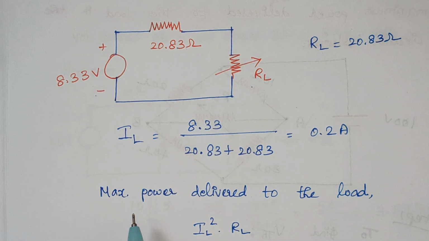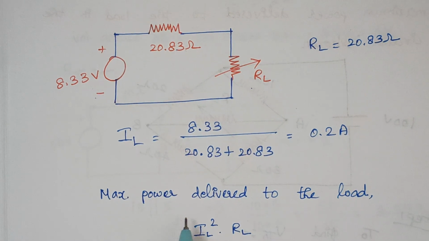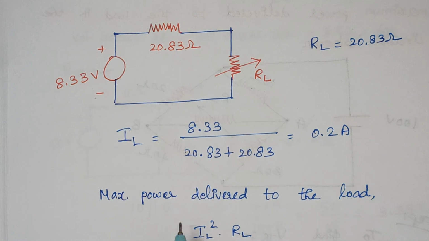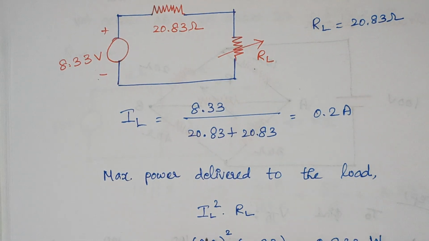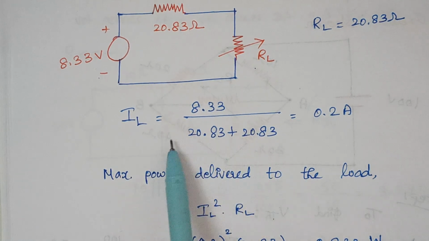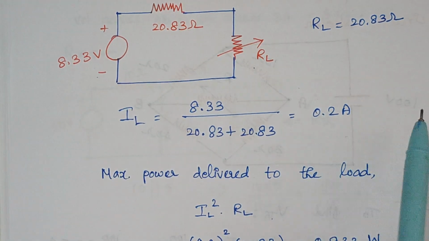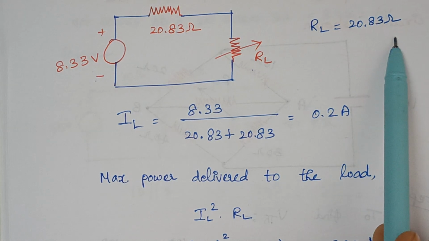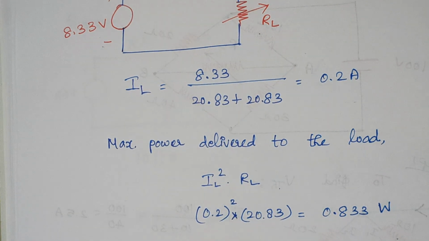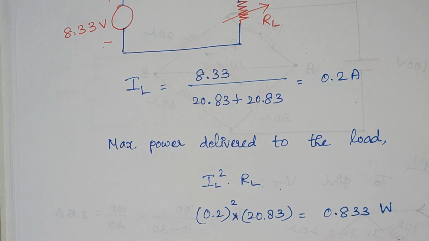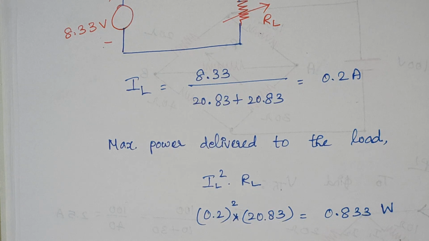So, the next thing is maximum power delivered to the load. The maximum power delivered to the load is given by IL square R, right? The value of this load current is 0.2 and the value of this RL is 20.83. So just substitute the values and the final answer is 0.833 watts here. Here comes the end of this problem.